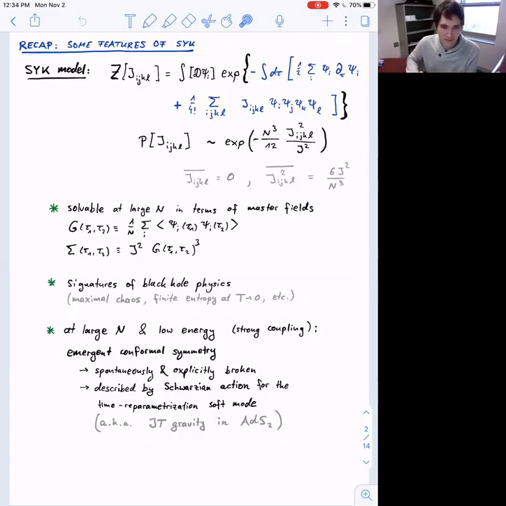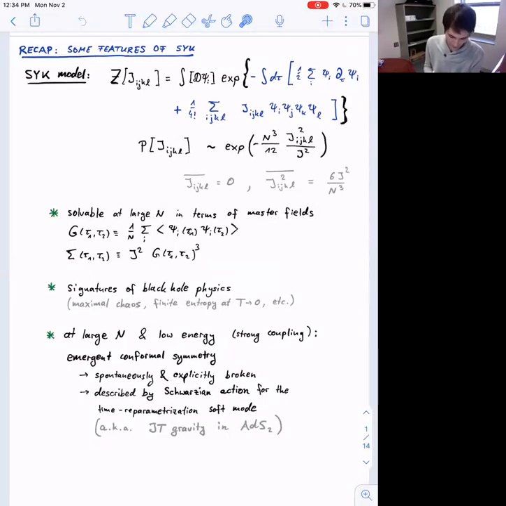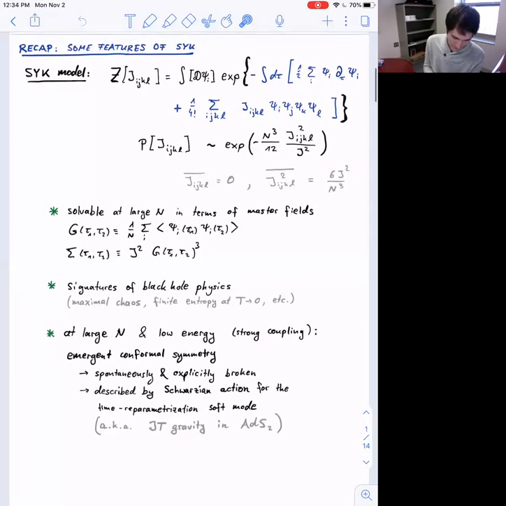The crucial underlying reason for these similarities with black hole physics is to some extent tied to the emergence of a soft mode at large N in this low energy regime. So when beta times J is large, you have an emergent conformal invariance, which is also a feature that we'll discuss in some more detail later in this other model. But in SYK, this conformal invariance is spontaneously and explicitly broken, where the explicit breaking can be described in terms of the Schwarzian action. You've probably heard about the Schwarzian action for the time reparametrization soft mode associated with this conformal symmetry breaking. And the same Schwarzian action also comes up as the description of JT gravity in two-dimensional AdS.